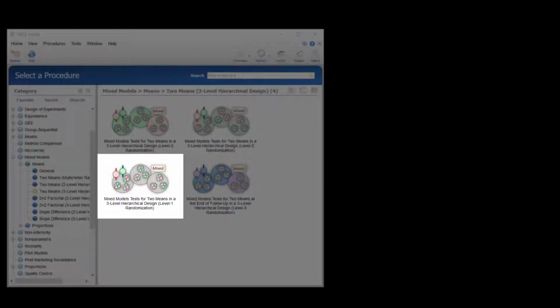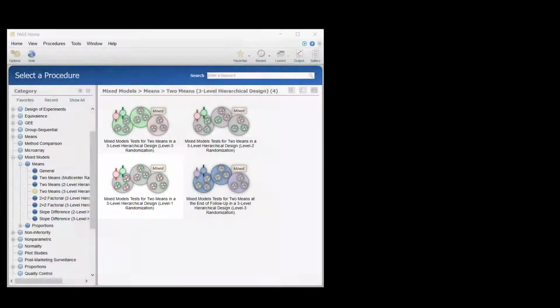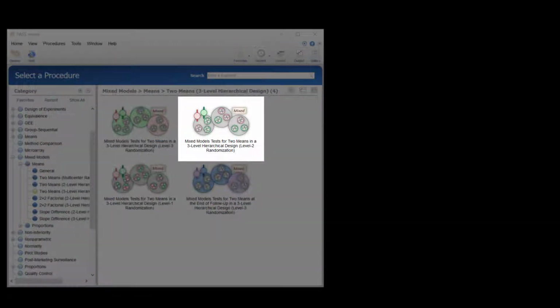For level 1 randomization, treatments are randomly assigned at the lowest level. For example, students within a classroom are randomly assigned to the two treatments. For level 2 randomization, treatments are randomly assigned at the middle level. For example, whole classrooms are randomly assigned to one of the treatments.